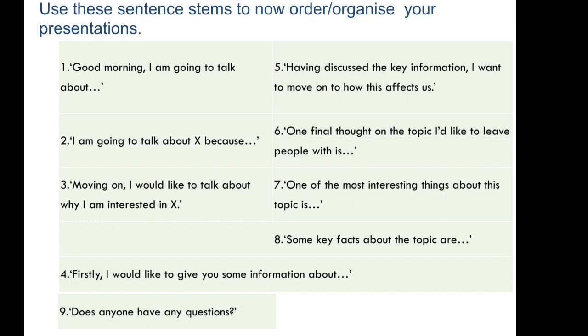So moving on, I would like to talk about why I'm interested in X. Or firstly, I would like to give you some information about. Or you could say, having discussed the key information, I want to move on to how this affects us. Or one final thought on the topic I'd like to leave people with is, or one of the most interesting things about this topic is, or 8, some key facts about the topic are. So I've gone through the sentence stems.